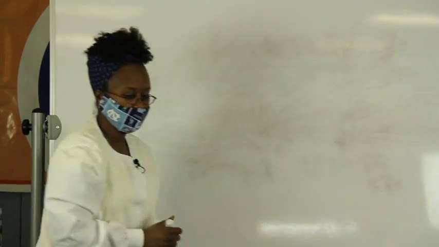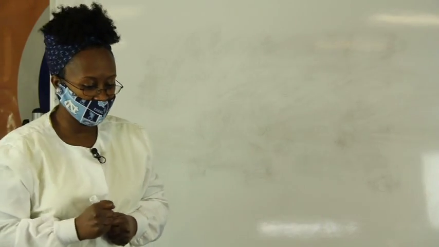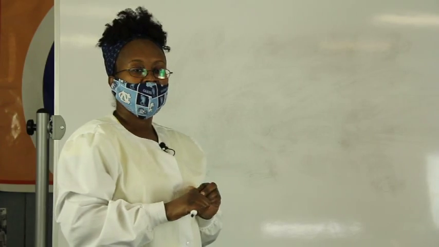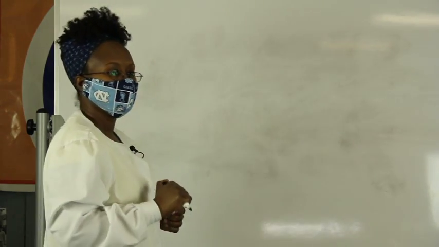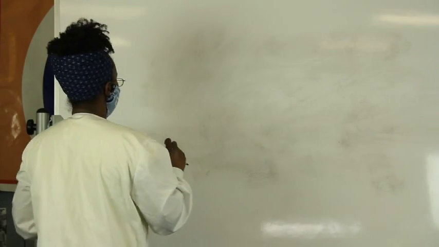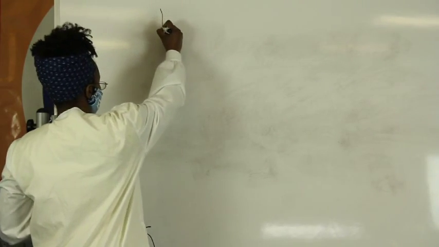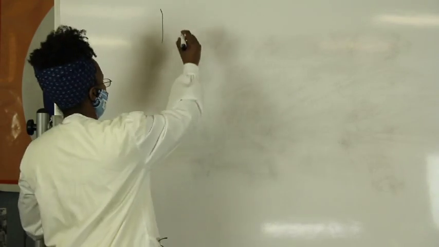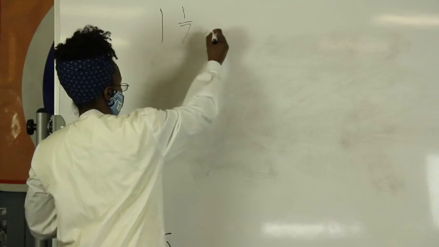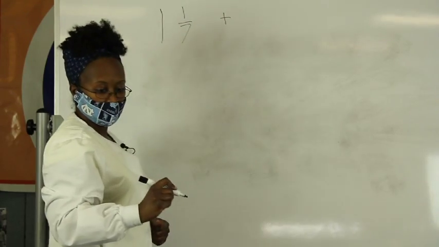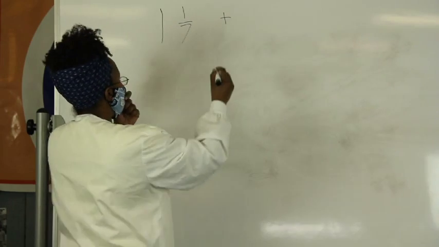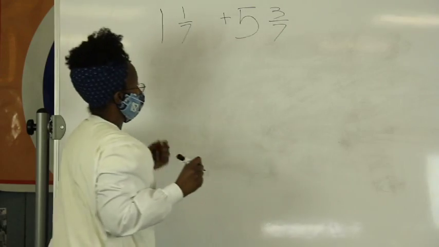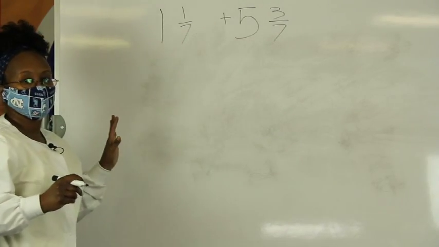All right, so now let's look at some mixed numbers and see if we can add those together using like denominators, all right? So the first problem we're going to look at is 1 and 1/7 plus 5 and 3/7. Okay, now here's the good thing about this.